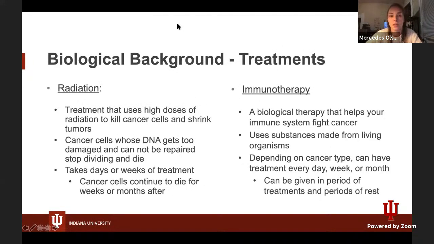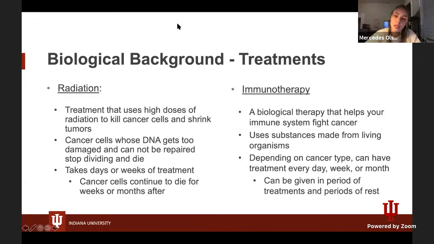There's many different types of treatments: radiation, immunotherapy, chemotherapy, several more. But this paper really focused on radiation, which is a treatment that uses high doses of radiation to kill cancer cells and shrink tumors. So same thing that's happening in X-rays. And basically what happens, the cancer cells whose DNA gets too damaged and cannot be repaired, they stop dividing and die. This takes days or weeks of treatment, depending on where and what the cancer is. And then after the treatment's done, the cancer cells continue to die for weeks or months afterwards.